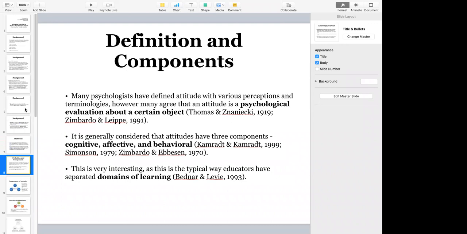Many psychologists have defined attitude with various perceptions and terminologies, but during the last few decades we have come to an agreement that attitude is a psychological evaluation about a certain object. It is generally considered that attitudes have three components: cognitive, affective, and behavioral. This is also how learning educators separate domains of learning when they design learning.